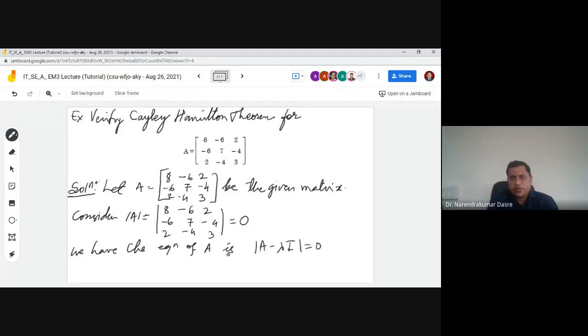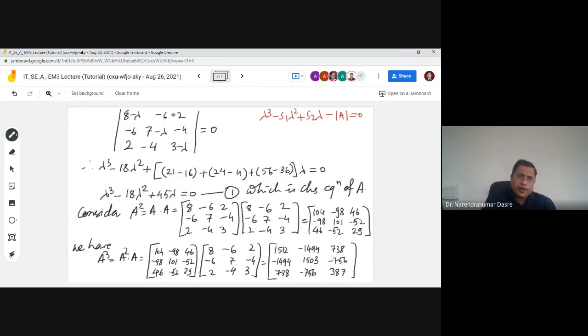So the characteristic equation is determinant of A minus lambda I is equal to 0. Now we write this determinant. How do we solve this determinant, or what is the shortcut to get the characteristic equation? We have lambda cube minus S1 times lambda square plus S2 times lambda minus determinant of A is equal to 0. What are S1 and S2? S1 is the sum of the diagonal elements.